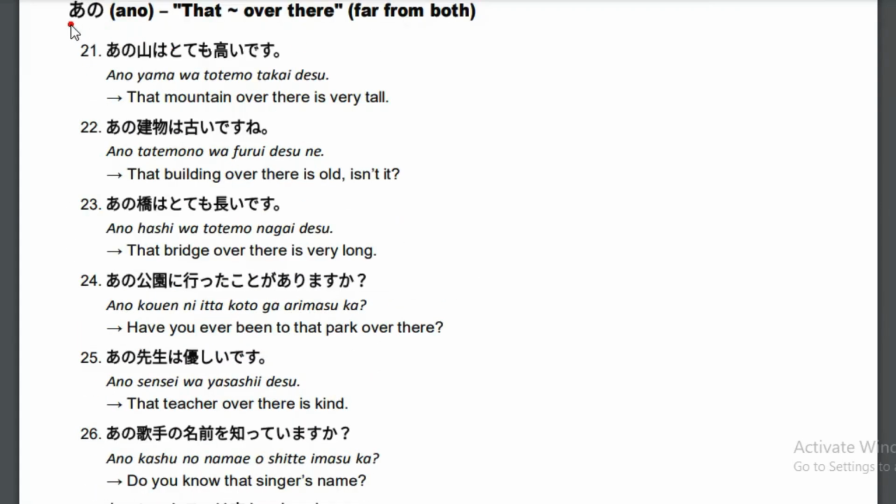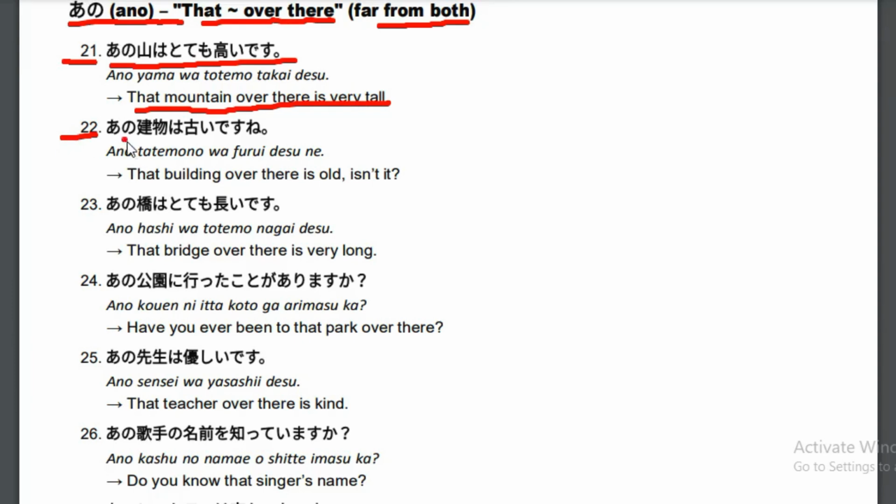Now let's see some examples of ano. Means that over there, far from both the speaker and the listener. So the first one is ano yama wa totemo takai desu. Means that mountain over there is very tall.